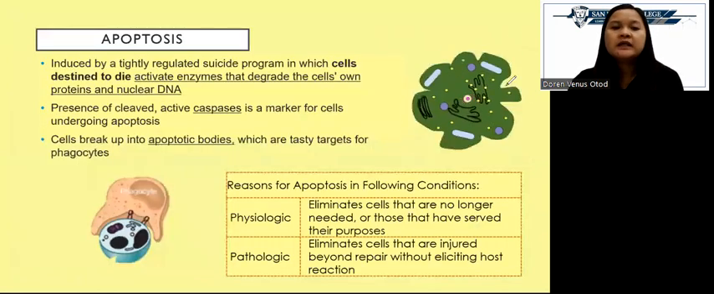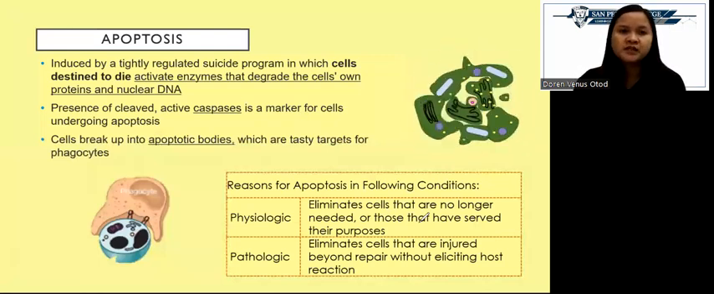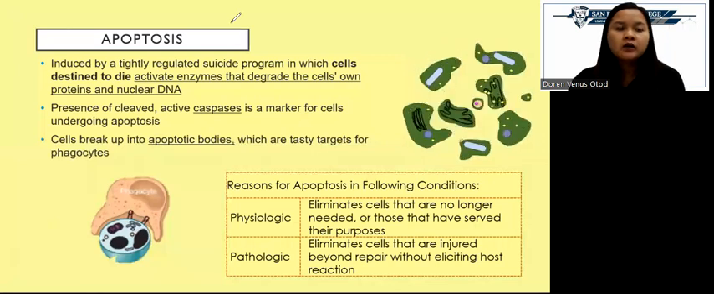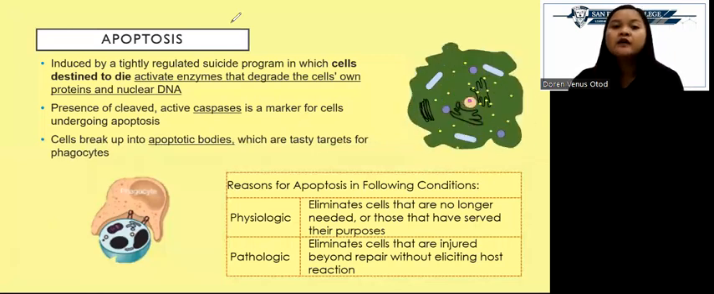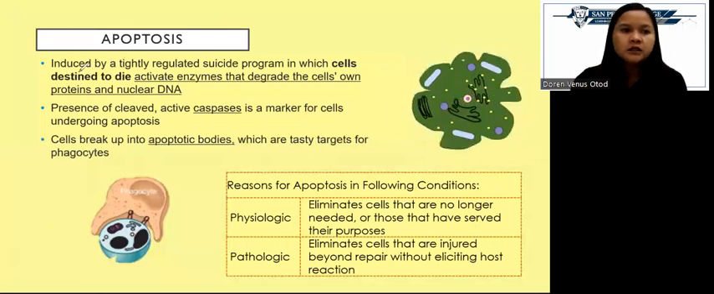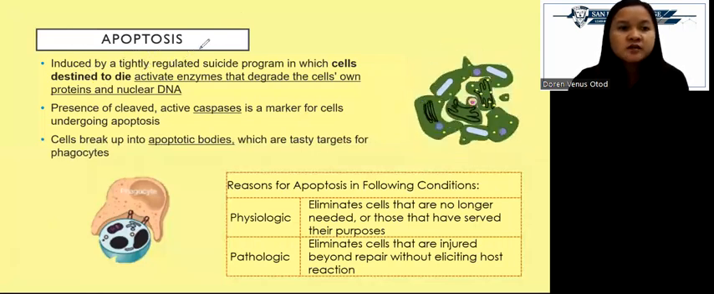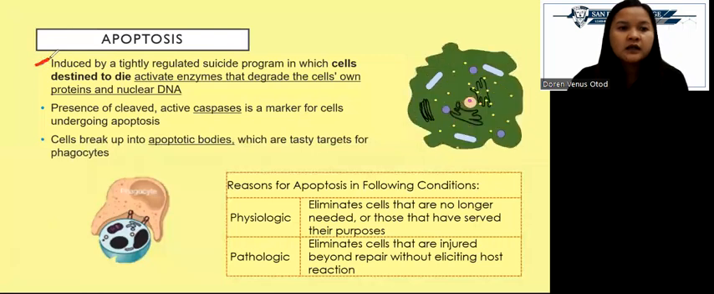Okay, an in-depth description of death by apoptosis. So always remember, when we say apoptosis, this is triggered by a physiologic cause. And this one is induced by a tightly regulated suicide program in which cells are destined to die. So, activated enzymes degrade the cell's own proteins and nuclear DNA.